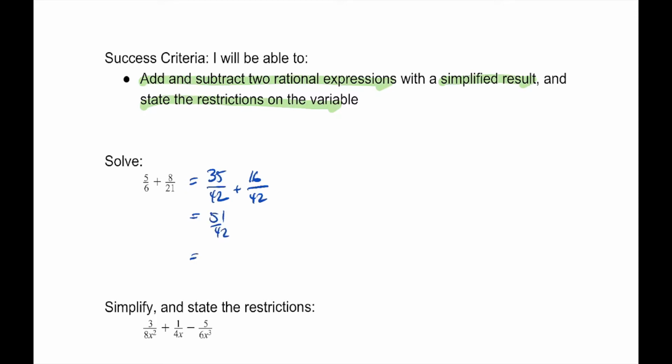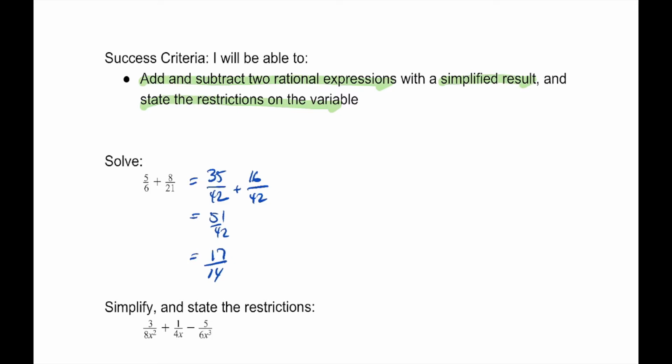And unfortunately, in this case, even though we chose the lowest common multiple, 51 over 42 can be reduced further. We divide top and bottom by 3. So we get 17 over 14. So that is the final reduced answer to that.